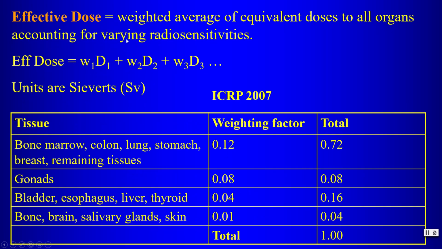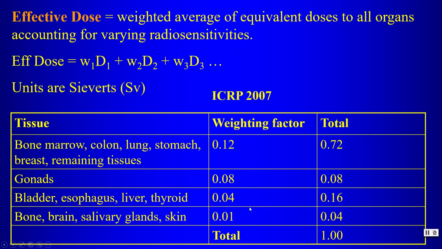Now, the effective dose is the weighted average of those equivalent doses to all organs, accounting for varying radiosensitivities of the organs. And you can see the weighting factors that are listed here and the organs listed here. And it turns out, as you can see, that the weighting factor for being exposed to the same amount of radiation for the bone marrow is higher than it is for the brain. So the brain is not as radiosensitive as the bone marrow. And so if you expose both of these to the same amount of radiation, the amount of biological damage will be greater in the bone marrow than it would be to the brain.